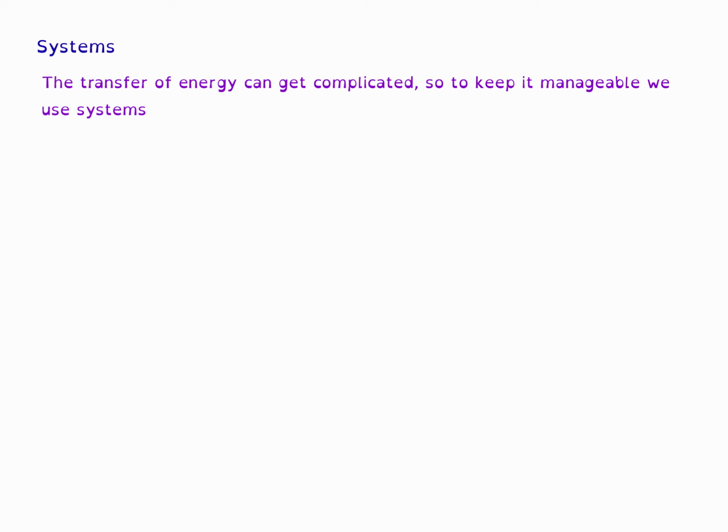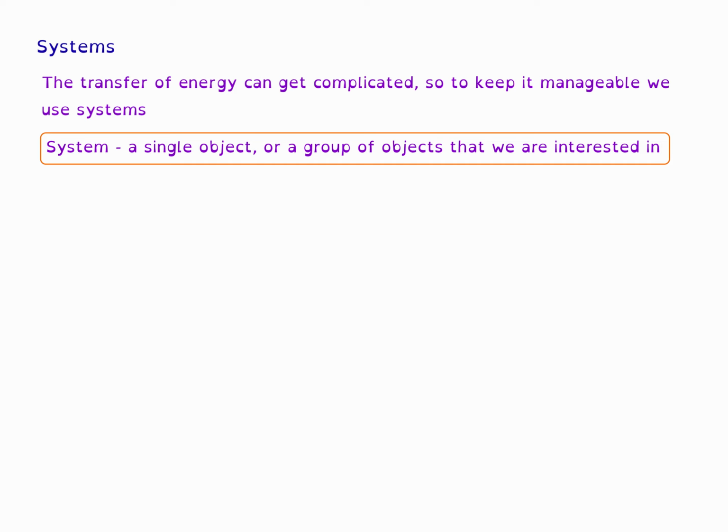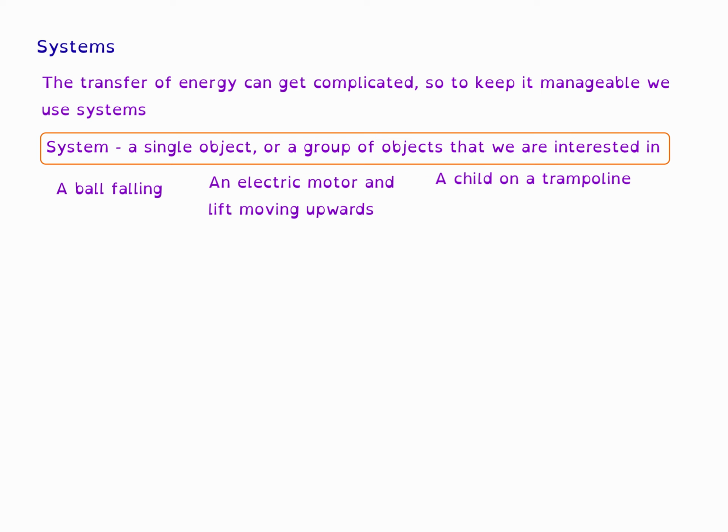The transfer of energy can get complicated, so to keep it manageable, we use systems. A system is a single object or a group of objects that we are interested in. For example, a ball falling, or an electric motor in a lift moving upwards, or a child on a trampoline.